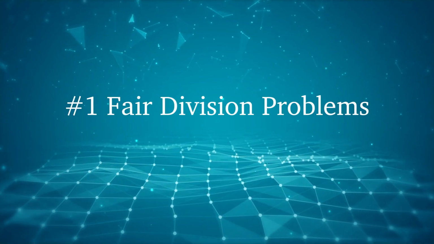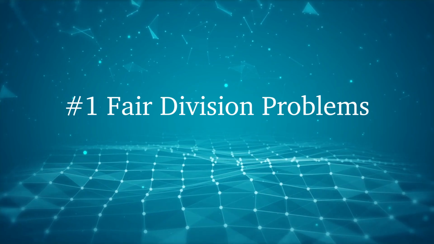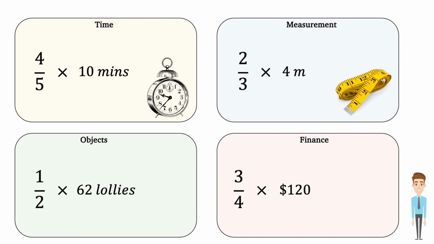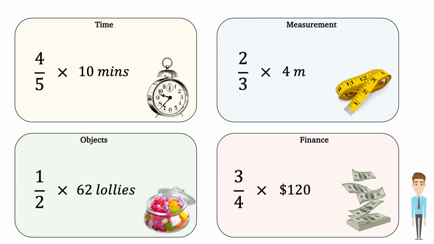Reason number 1, fair division problems. This idea of dividing an amount into fair equal shares can be applied to many real-life scenarios. We use the word amount in the title intentionally since it can represent almost everything. For instance, finding a fraction of an amount of time, or an amount of a measurement, or amount of objects, such as lollies, and we saw in our original problem, an amount of money.